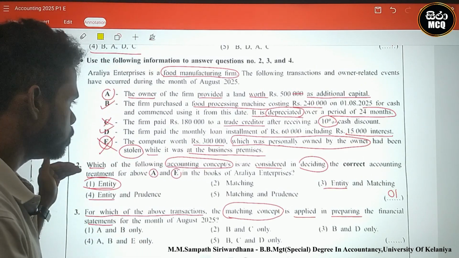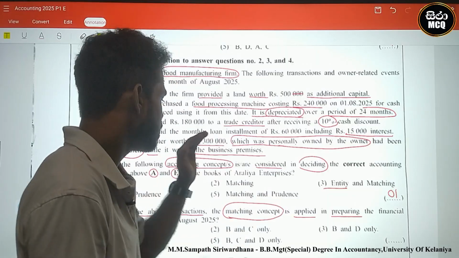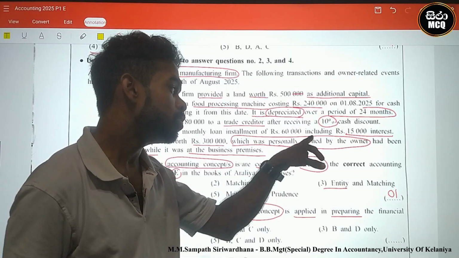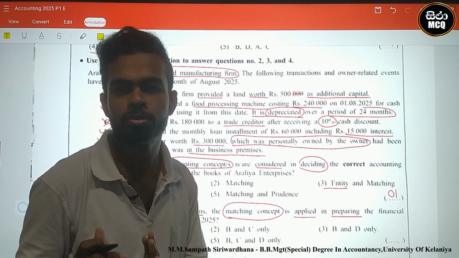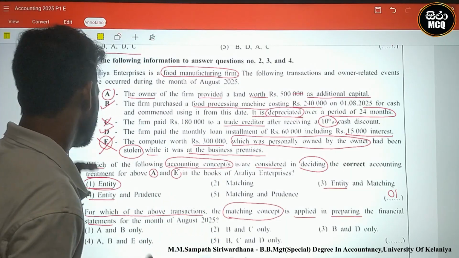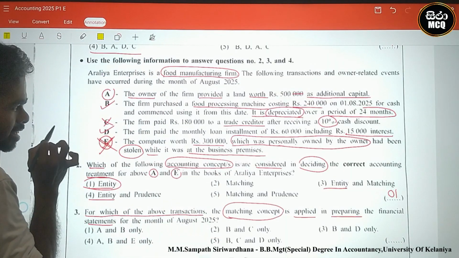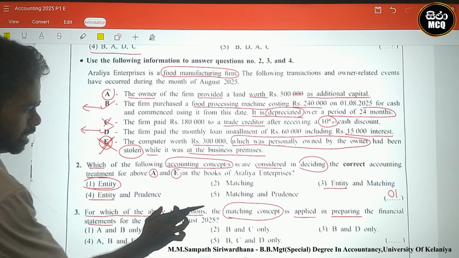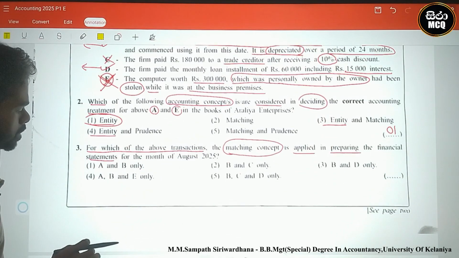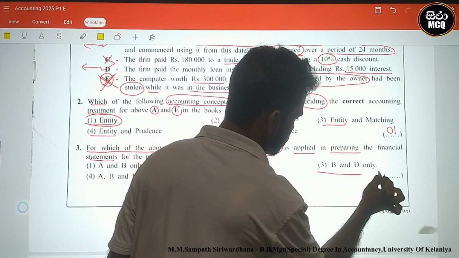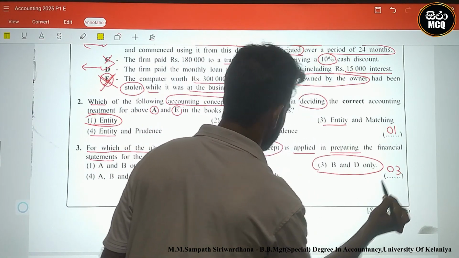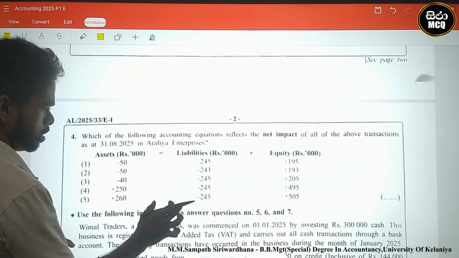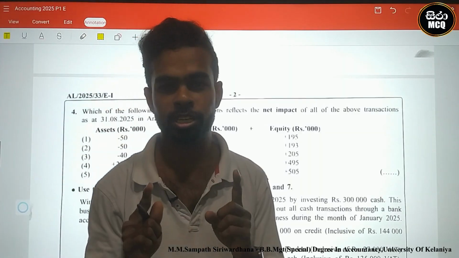In question number 2, we clearly identified that this transaction is not a business transaction. Why? This computer is personally owned by the owner. This is not an asset of our business. Therefore, this is not a related transaction. In that case, the expenses are identified only in B and D. B and D is the answer for question number 3. B and D only. The answer is 3 for question number 3. Okay. In the next video, we will identify the answer to question number 4.